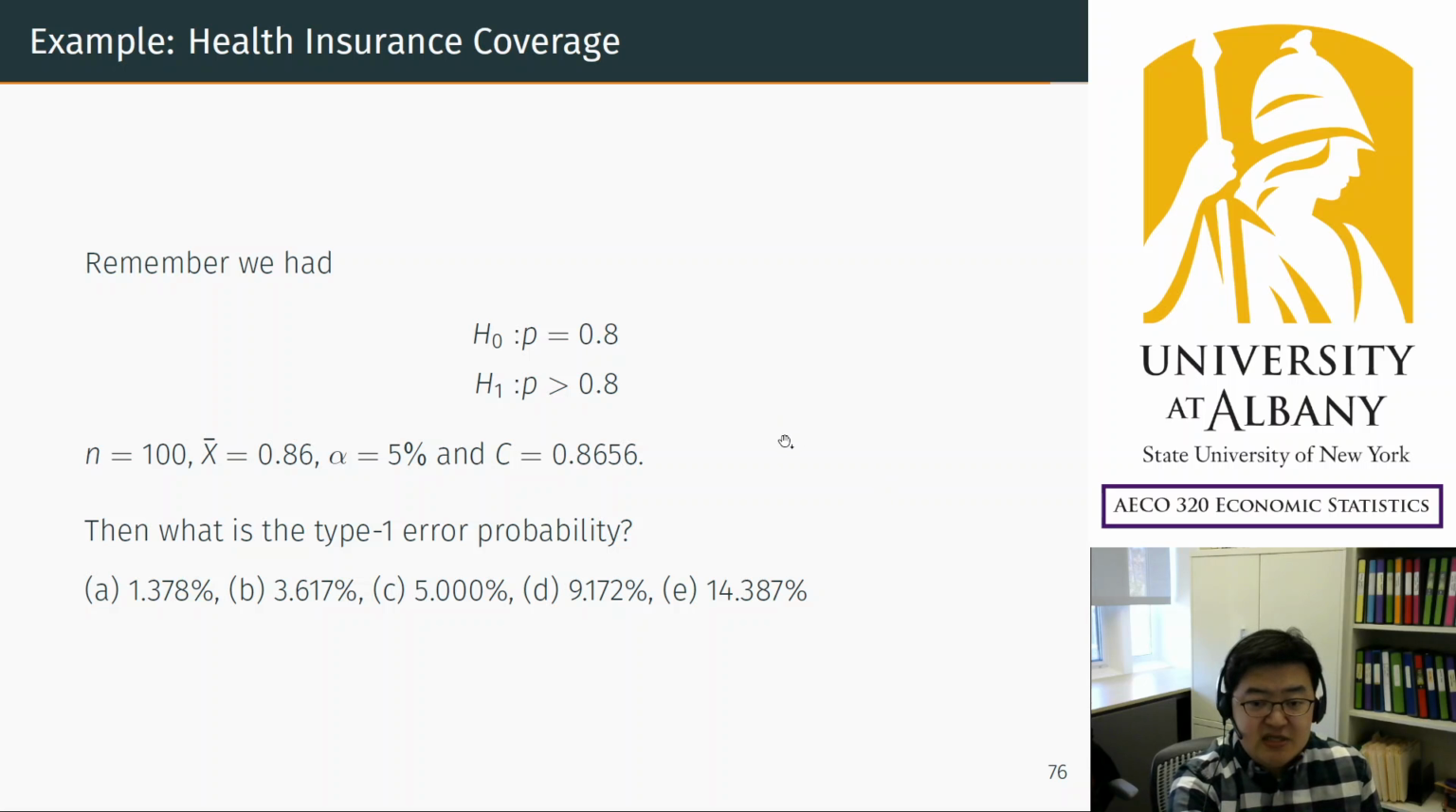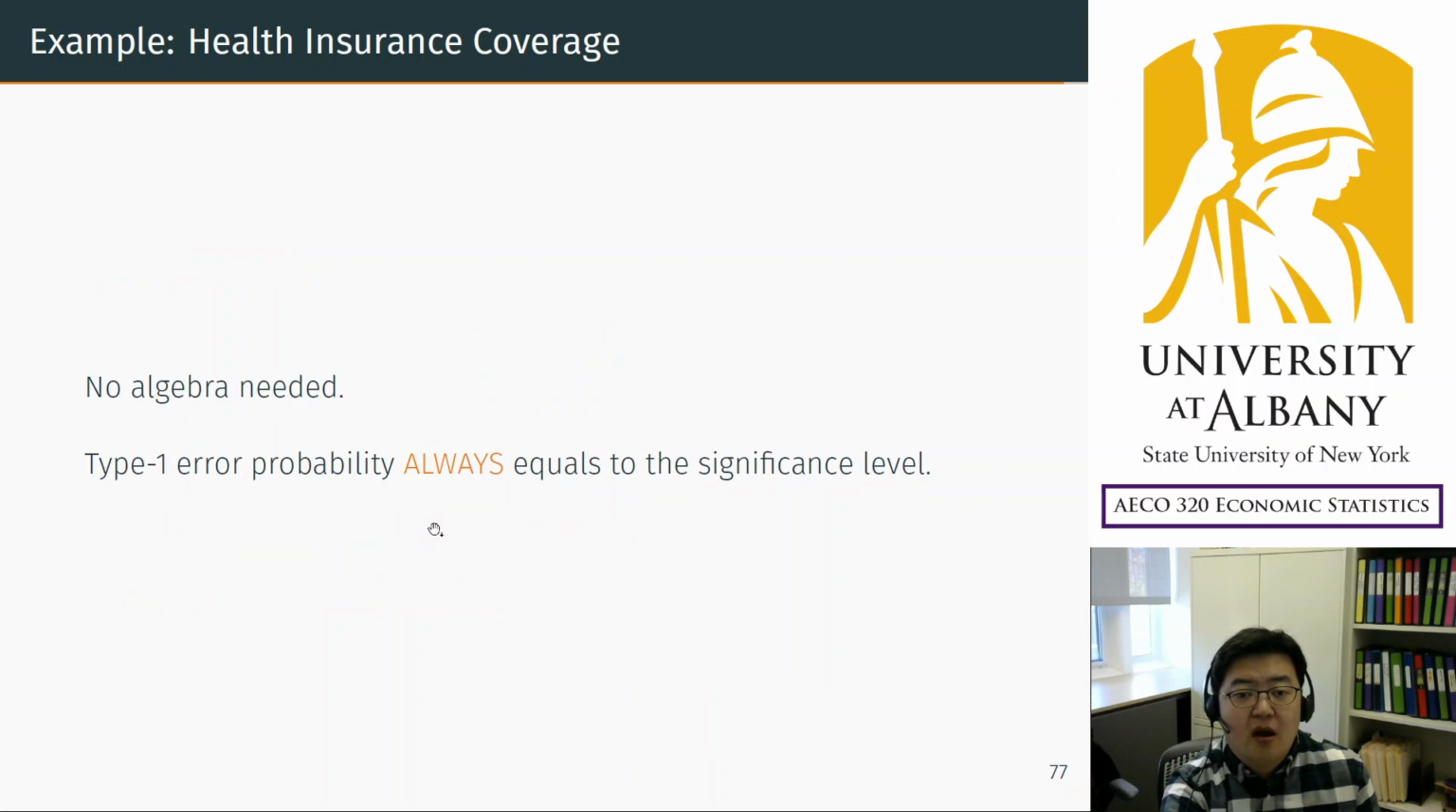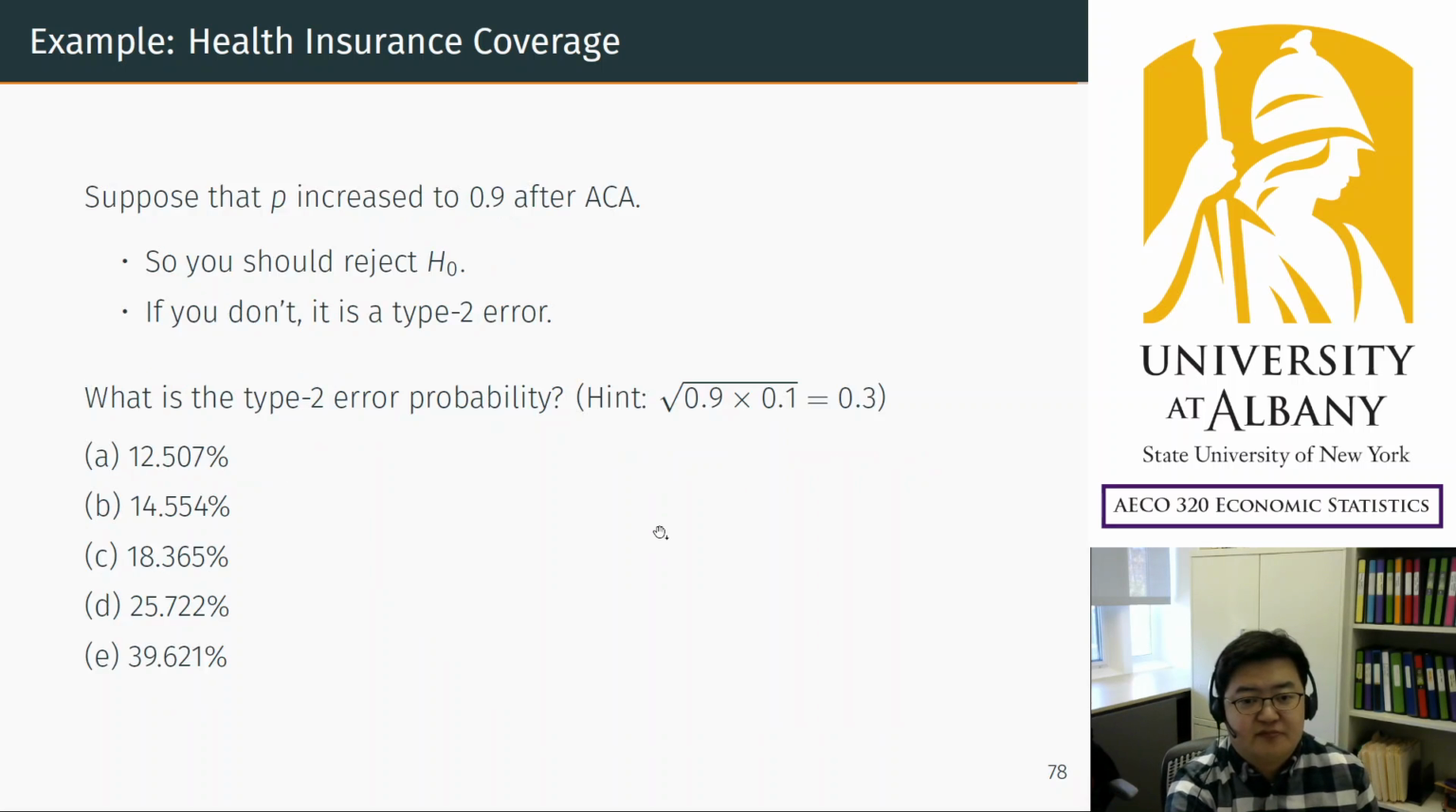Okay, the answer is 5%. You don't need any algebra. Type 1 error probability is the significance level. So they are the same thing. Always equal, again, I say that no matter what, whether it is two-tailed or one-tailed, no matter if it's binary distribution or not, they are always equal. But this is not easy.